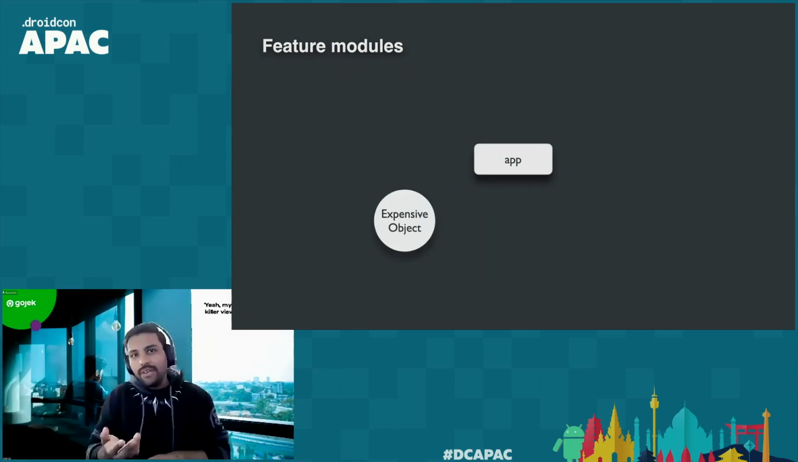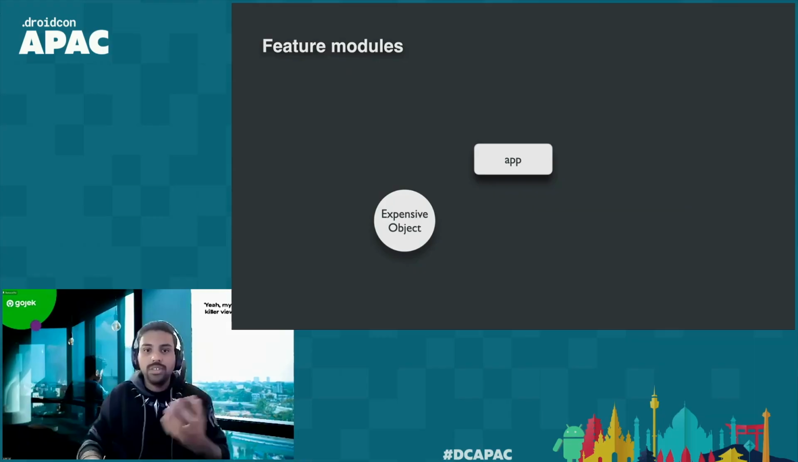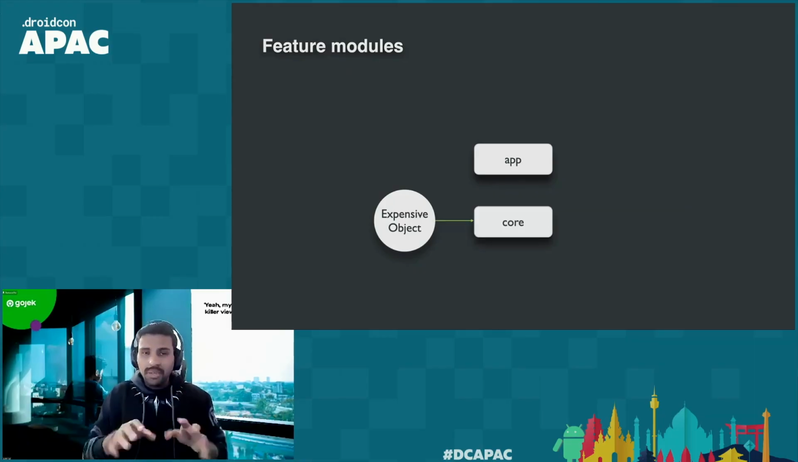Now, obviously, we have an expensive object that takes a hell of a lot of memory space and a hell of a lot of initialization time, right? Now, this remains as is. We have a module called Core that provides us this particular dependency.